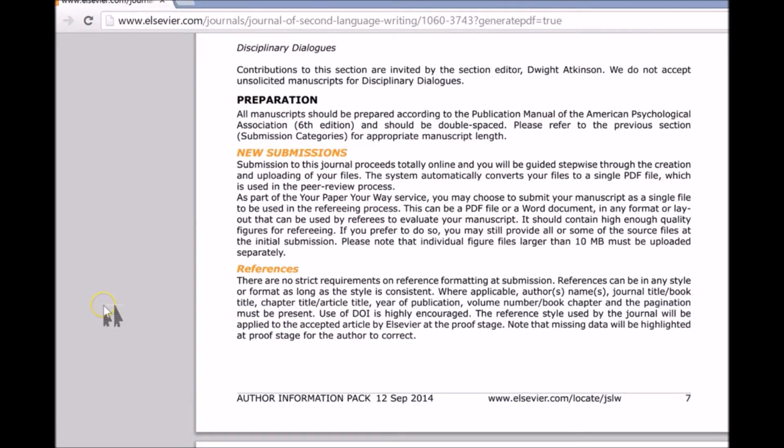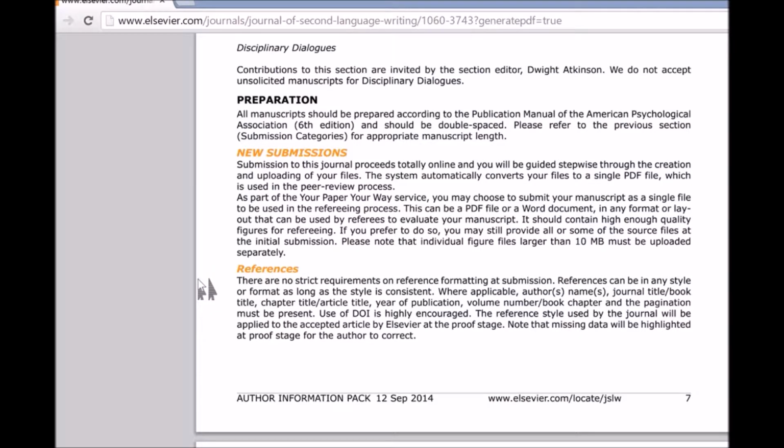Preparation of papers. This journal uses a service so that you have to submit the paper either as a PDF or a Word file. Other journals might ask you for different formats. One of the interesting things here about this journal is the references. They don't have a specific format. Many journals say you must use a certain style, APA style, Chicago style. All they're asking you for here is to be consistent, and that could be important.